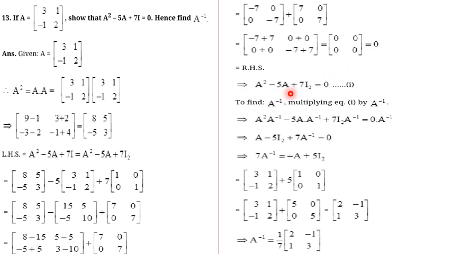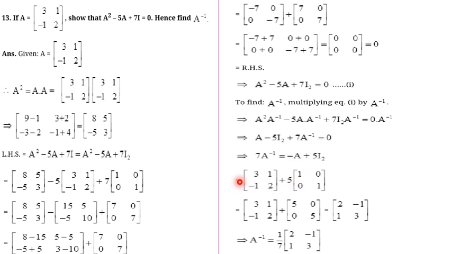Now what do we do in this same equation? We multiply by A inverse. So A square A inverse minus 5A A inverse plus 7I A inverse equals 0 into A inverse. Now 0 into anything is 0. A square into A inverse is A into A inverse. A into A inverse can be written as I, and A will remain. And 5I again, and 7 A inverse here. So 7 A inverse is minus A plus 5I.